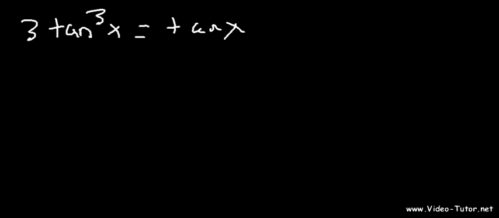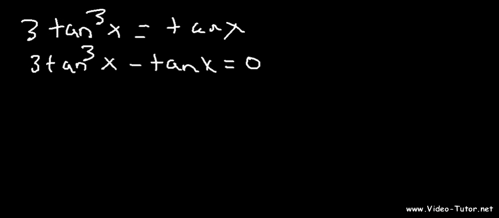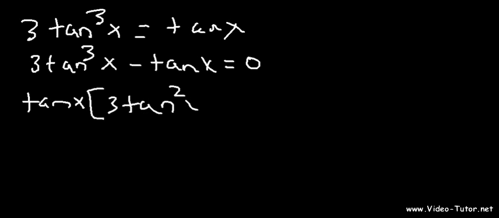Now, what you don't want to do is divide by tangent x. Instead, you want to subtract tan x from both sides. So 3 tan cubed x minus tan x. If you divide both sides by tangent, you're going to lose an answer. Instead, what you want to do is factor out tangent x. 3 tan cubed divided by tan is 3 tan squared. And negative tangent x divided by tan is negative 1.